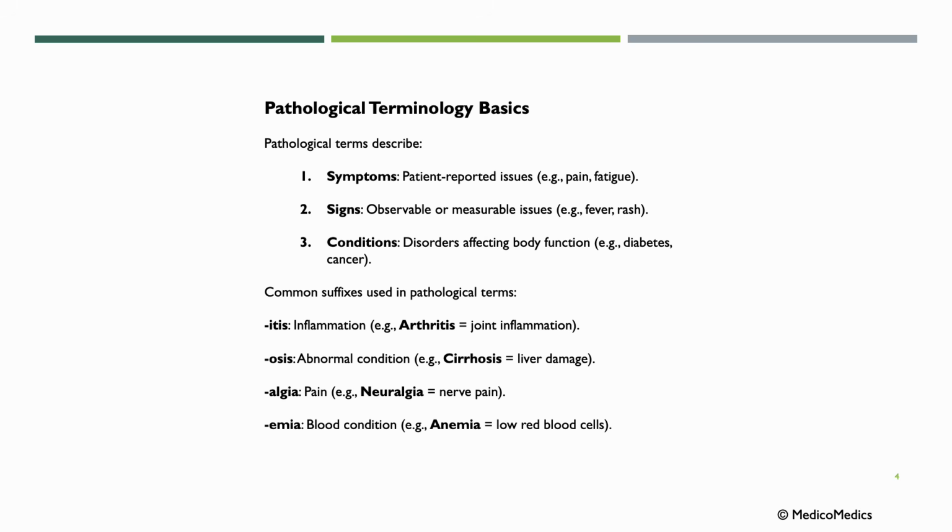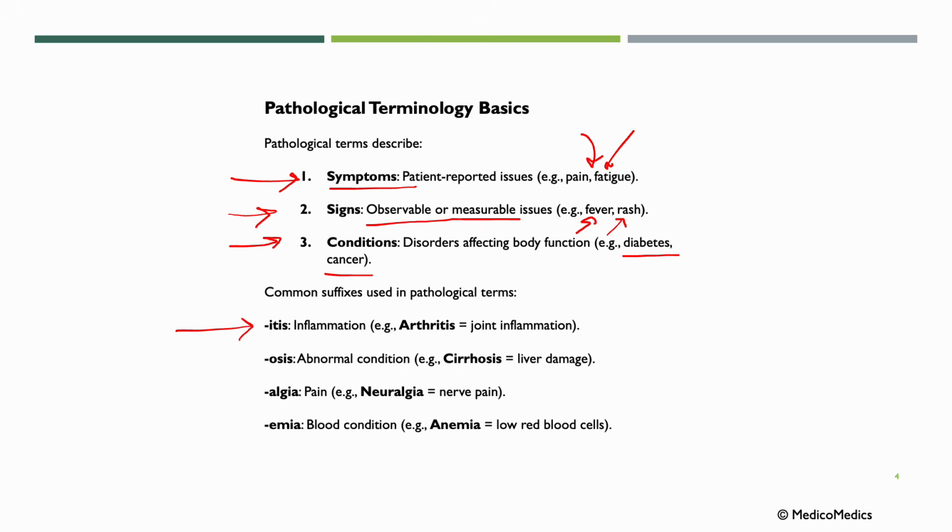So, pathological terminology basics. Pathological terms describe symptoms, so patient-reported issues like pain or fatigue, etc. Signs, so observable or measurable issues like fever or a rash. Conditions, so disorders affecting body function like having diabetes or cancer. Common suffixes used in pathological terms then.